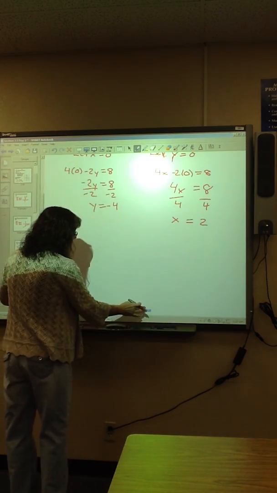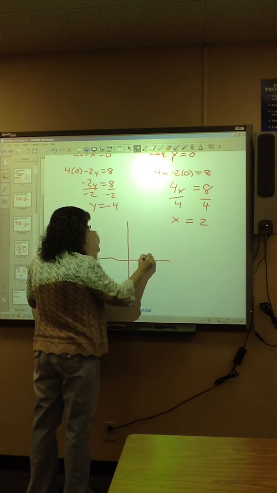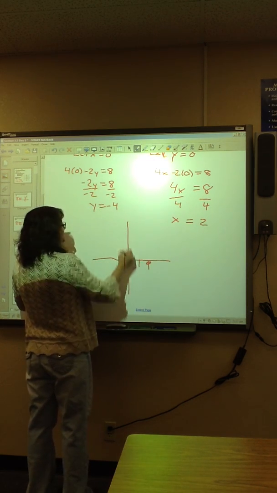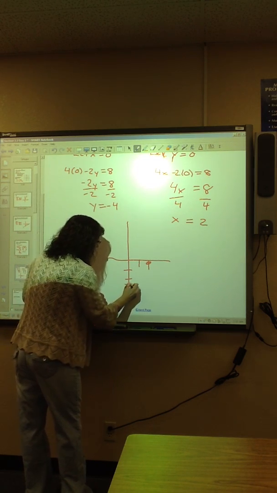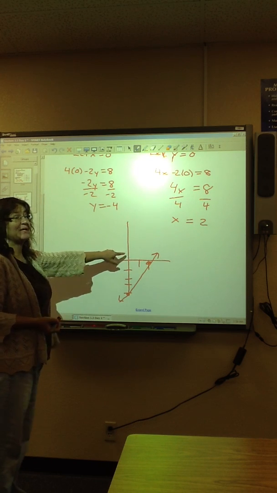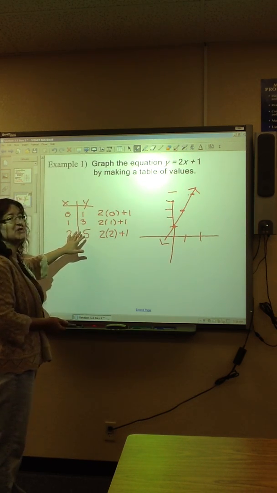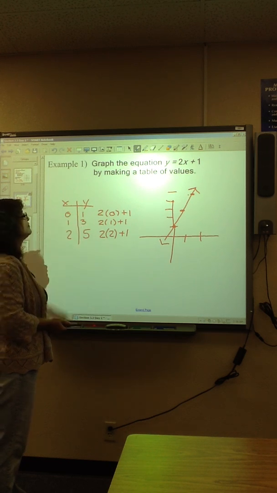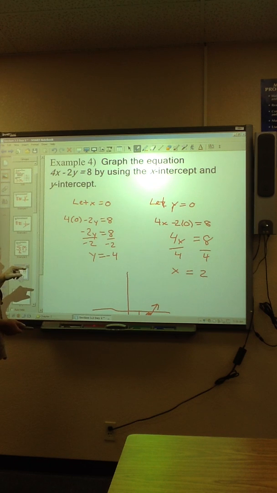Now, instead of writing the intercepts, I'm just going to go ahead and graph it. X is 2. Y is -4. And I have my graph. That's a fast way to graph. It's faster than plotting the points and trying to figure out the points, which takes more time. This other method is better, it's faster. So you let x be 0, let y be 0, and solve.